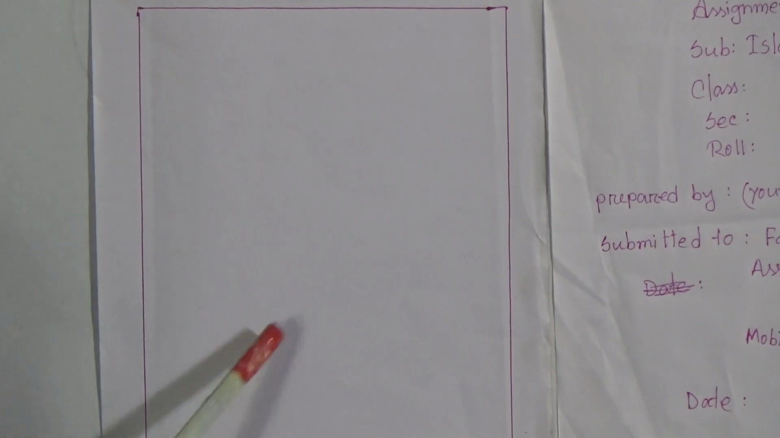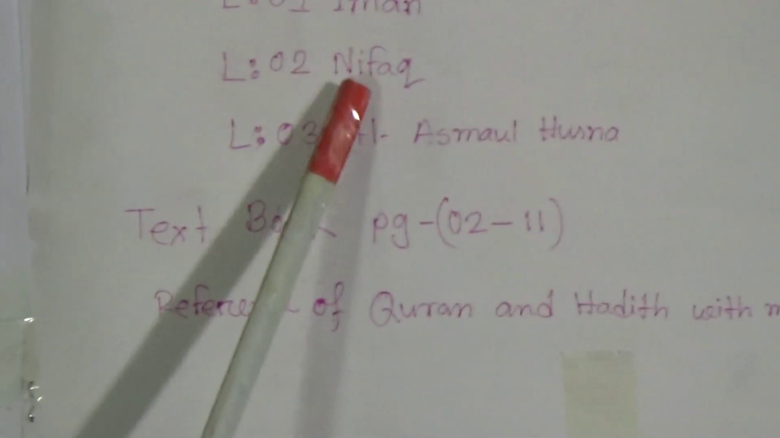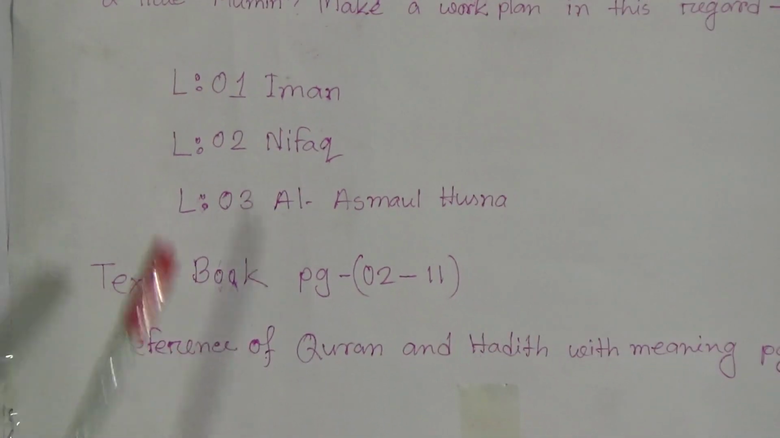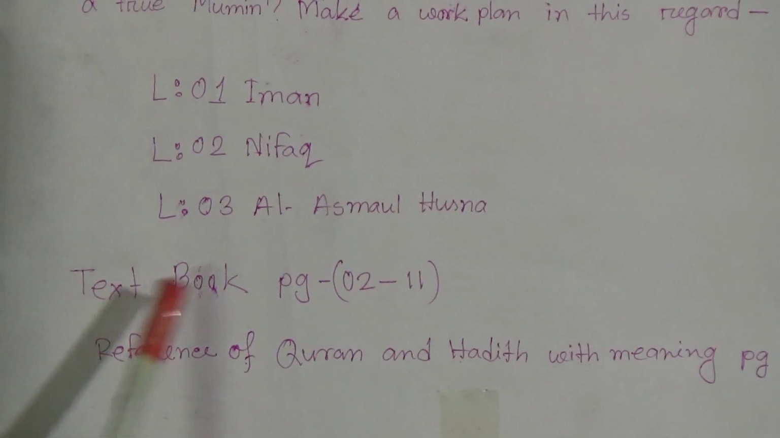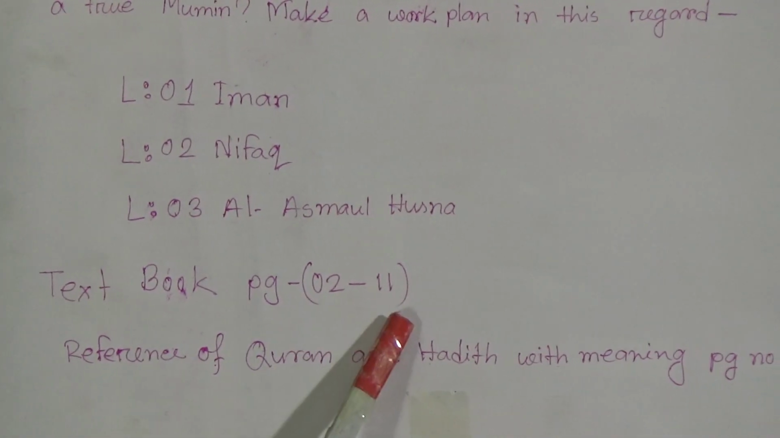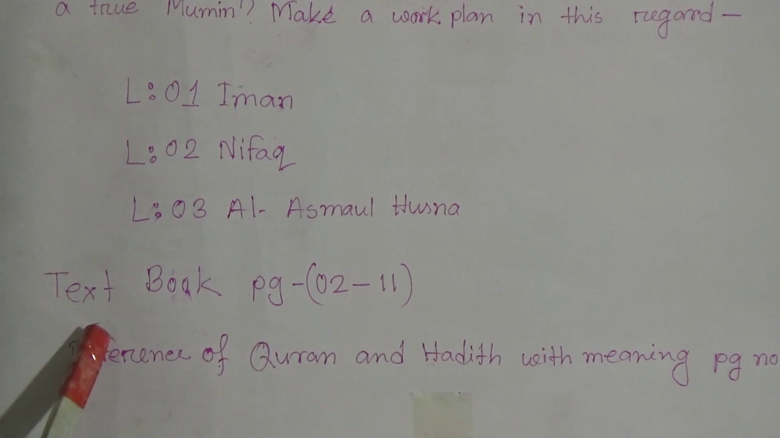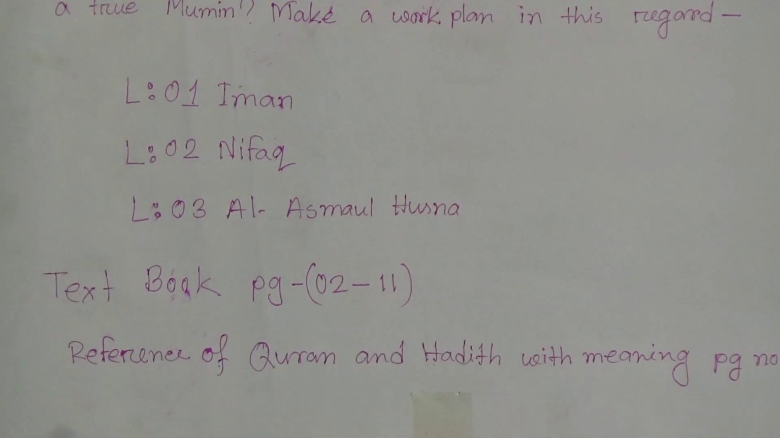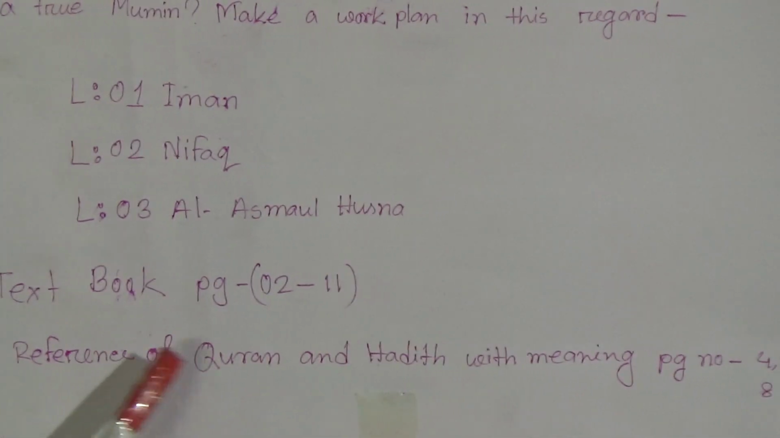So how will you give the answer? By giving answers 1, 2, 3, 4, 5 following the hints. You have to start writing from here. Lesson 1 Iman, Nifaq and Asmaul Husna will help you to write the answer, and it is in your textbook, page numbers 2 to 11. Page numbers 2 to 11 will help you to do the assignment. And the references of Quran and Hadith with meaning, you will get in your textbook, page numbers 4, 5, 6, 7, 8, 9 and 10. These page numbers will help you refer to the Quran and Hadith with meaning.